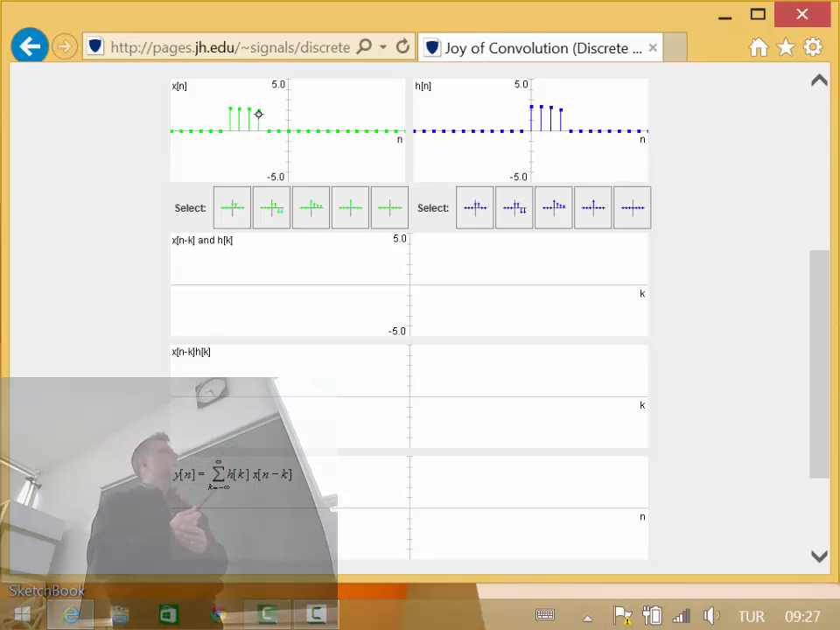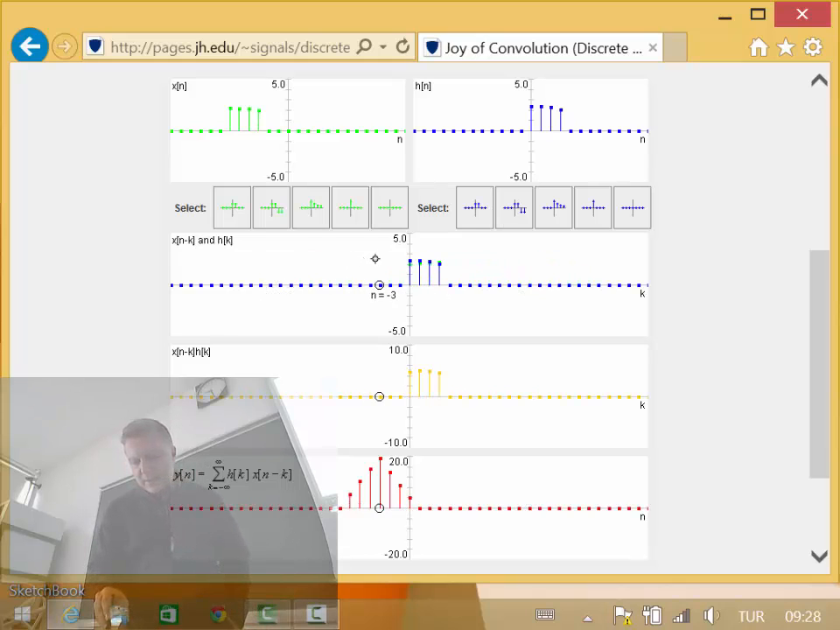If you're not very sure about your intuitions, I would recommend that you just try to flip around one of them and slide to see at which point of n it performs a maximum overlap. And that will be the center of the triangle. And as you see, this is the point where it makes complete overlap, and that corresponds to n equal to -3. So our triangle is now 3 shifted towards left.